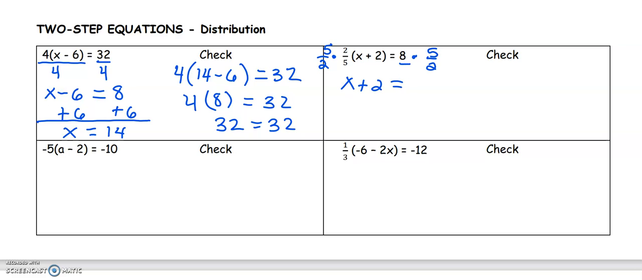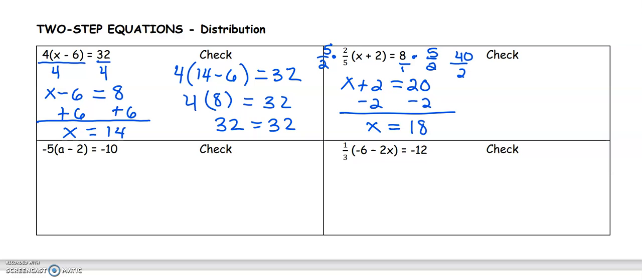equals, I'm going to put a little 1 under my 8. 8 times 5 is 40. 2 times 1 is 2. 40 divided by 2 is 20. Now I have a one-step equation where I get rid of that addition by subtracting. And we'll have a value of 18 as our answer.